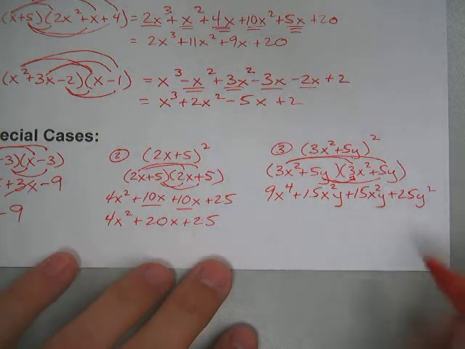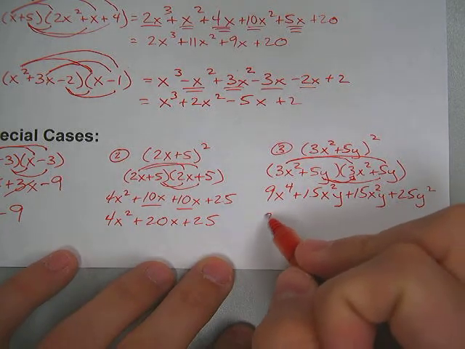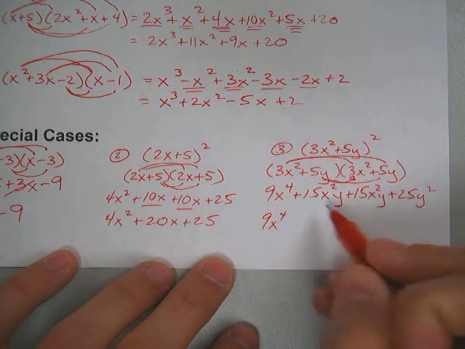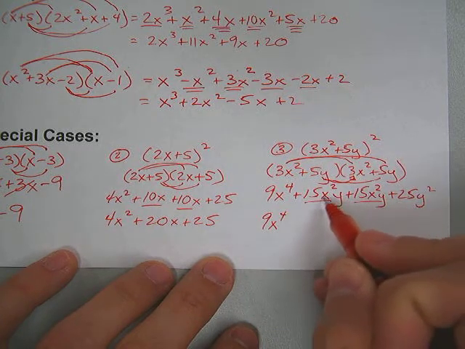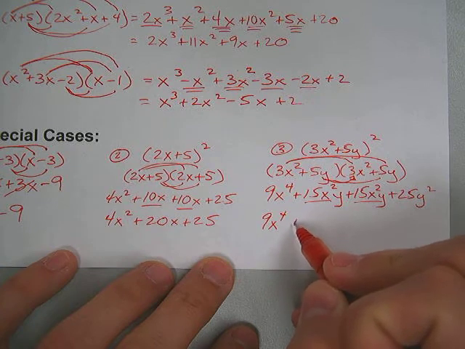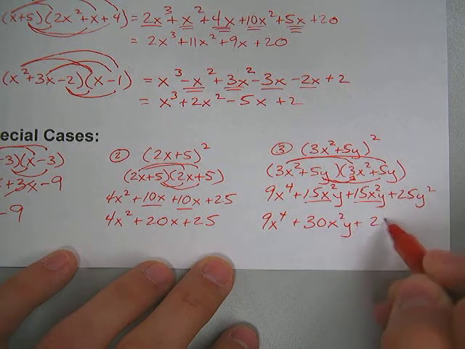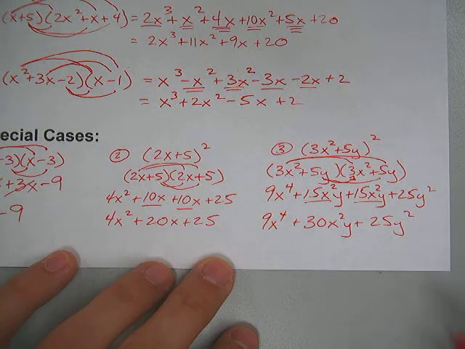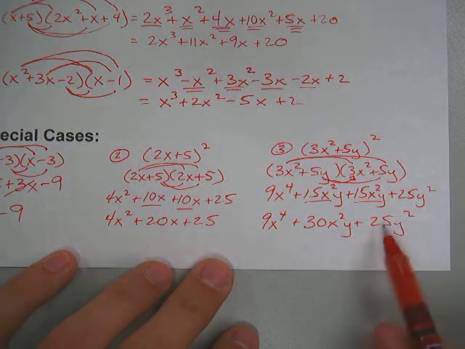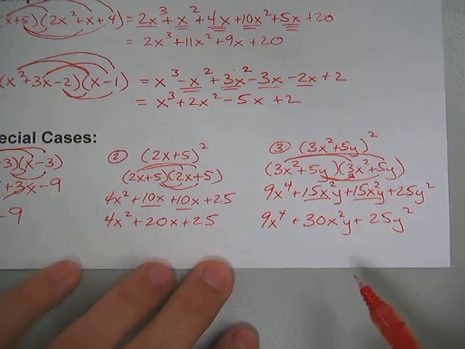So the process isn't any different right there. It's just that we have multiple variables. We have x's and y's. So let's do some combining like terms. Nothing goes with the 9x to the 4th. And notice these are the same. They both have x squared y. So we can combine those. 30x squared y. And then 25y squared.